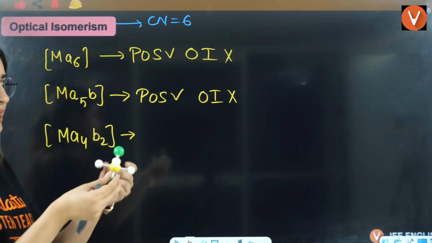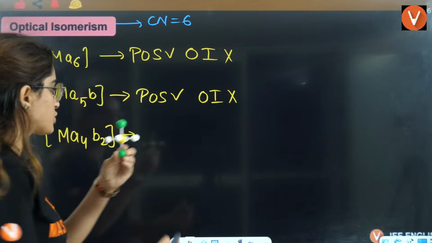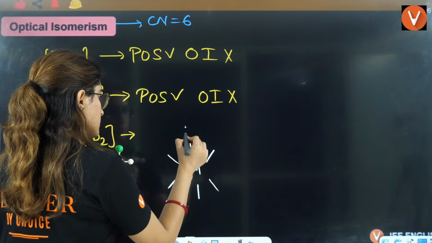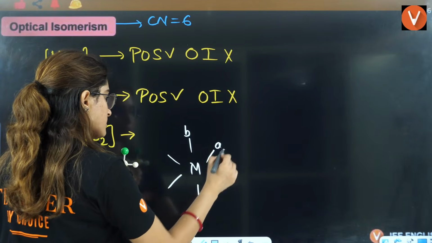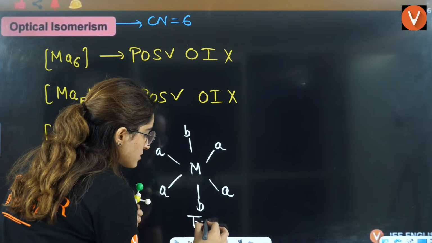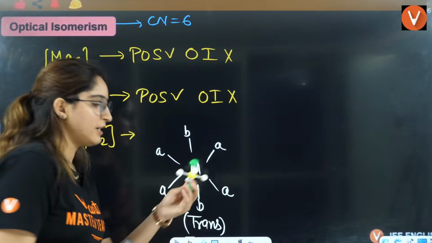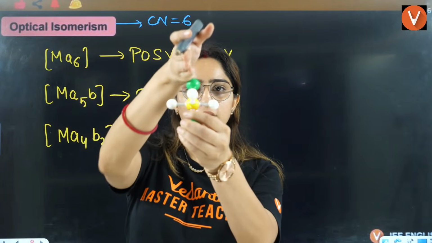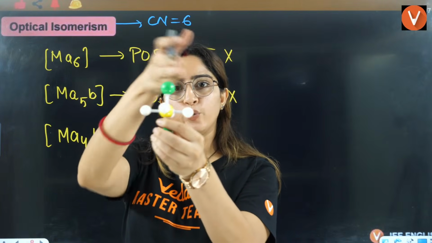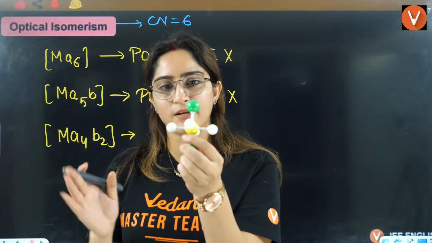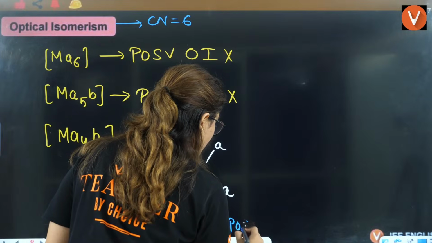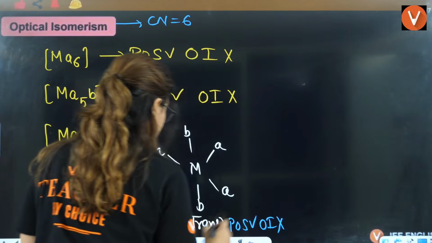See, the simple thing is one possibility is trans. So you'll draw one possibility as trans. This is, let's say, B and B, and this is A. See, in trans isomerism, definitely you can cut into 2 equal halves. So in trans, POS is present, so optical isomerism will not exist.